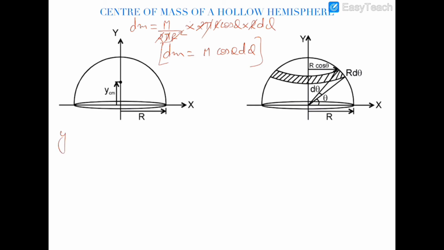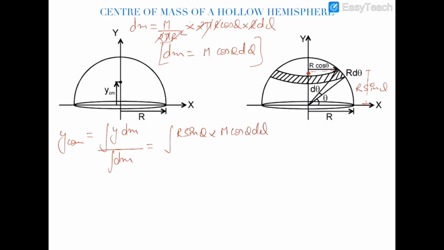Now the y coordinate of the element again will be equal to integration y dm upon integration of dm, and this y coordinate is equal to this height. This height will be the center of mass of the ring, this point, and therefore this height will be r sine theta. So y will be r sine theta multiplied by dm, which is m cos theta d theta, divided by total mass, which is m.